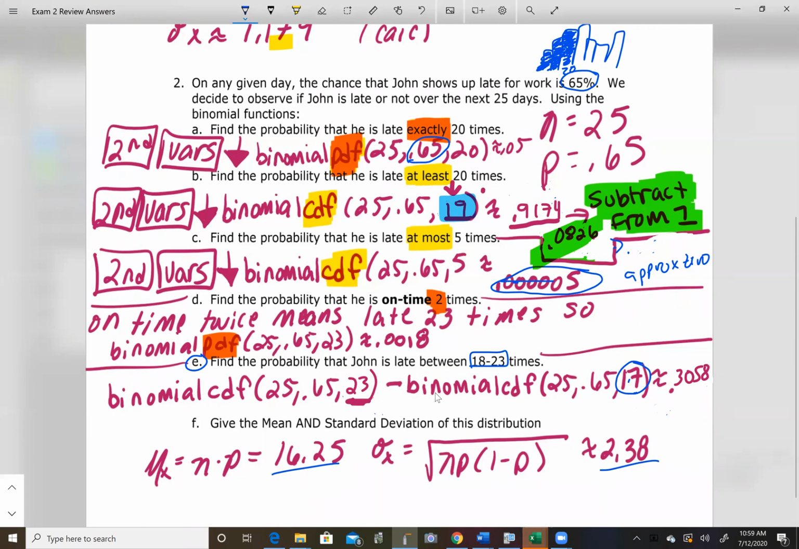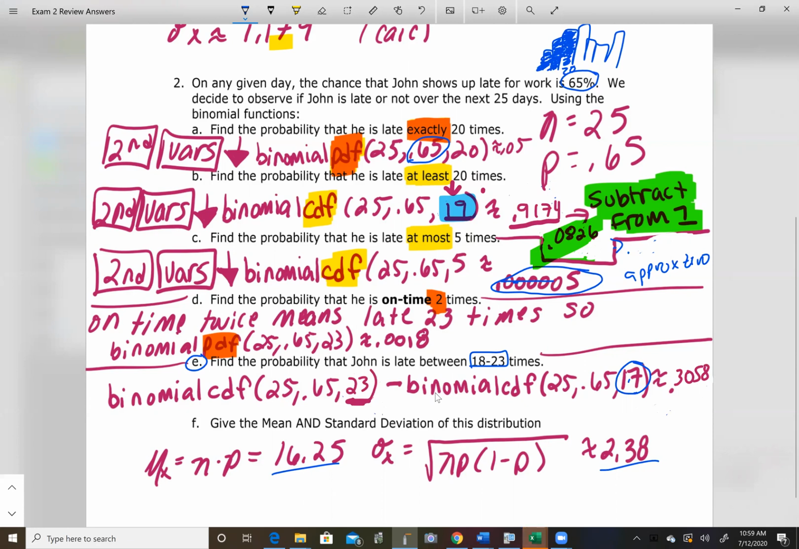So this particular question: on any given day, the chance that John shows up late for work is 65%. So that's our probability. We decide to observe if John is late or not over the next 25 days. So that's the number of events we are looking at using the binomial function. So find the probability that he is late exactly 20 times.